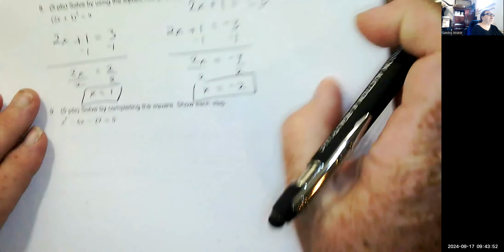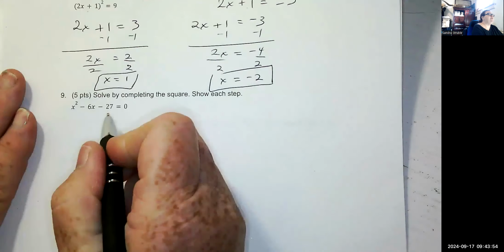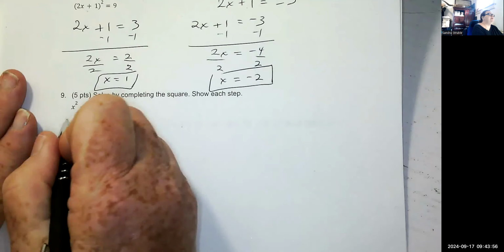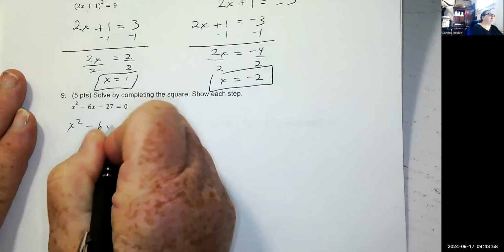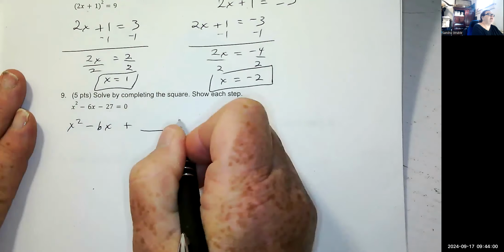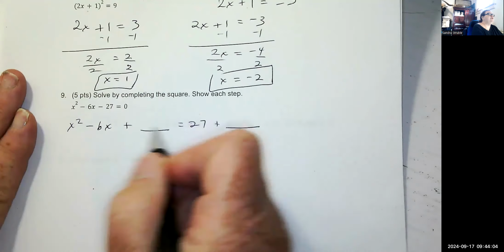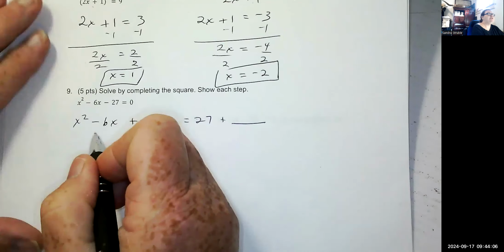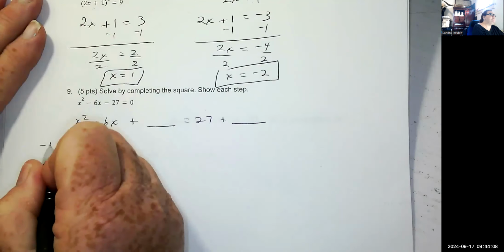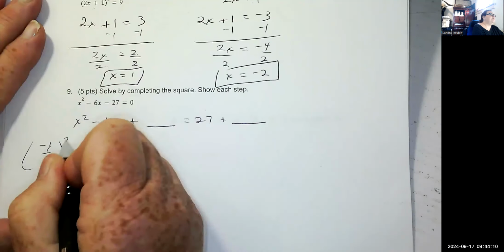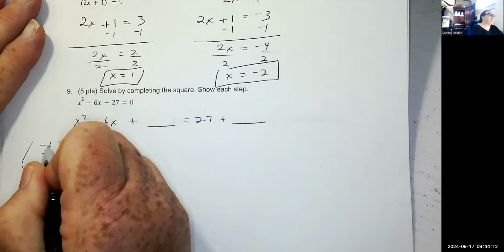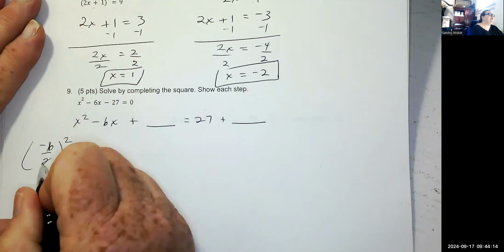All right, solve by completing the square, show each step. First thing we have to do is move this 27 to the other side. So x squared minus 6x, leave my plus blank, is equal to 27 plus blank. I need to figure out what these blanks are, so I have to take b divided by 2 and square it. So -6 divided by 2 and squared. -6 divided by 2 is -3. -3 squared is 9.